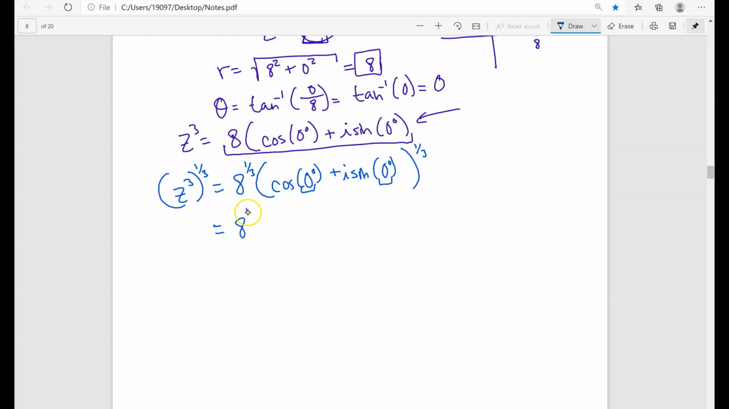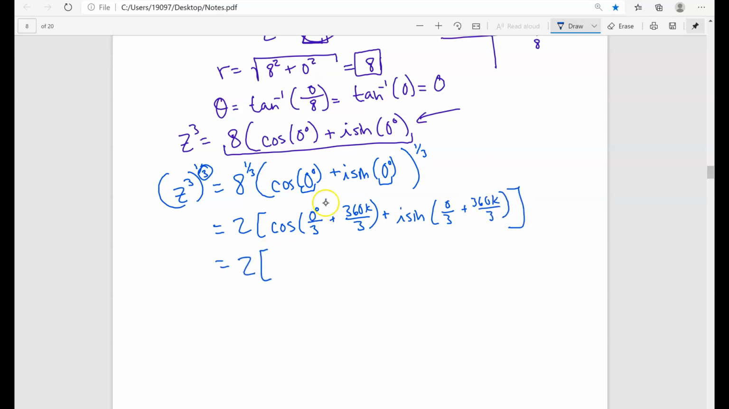So this is going to be 8 to the 1/3, which in this case is just 2. We're going to have cosine of 0 degrees over n. So what's n in this case? So n is going to be equal to 3 again. Okay, 3 plus, we're working with degrees, so it's 360k over 3 plus I sine of 0 over 3 plus 360k over 3. Okay, so here you can see that this is just going to go away. So I'm left with the cosine of 120k plus I sine of 120k.